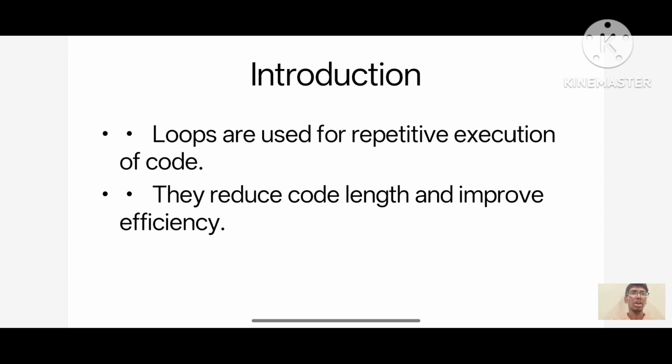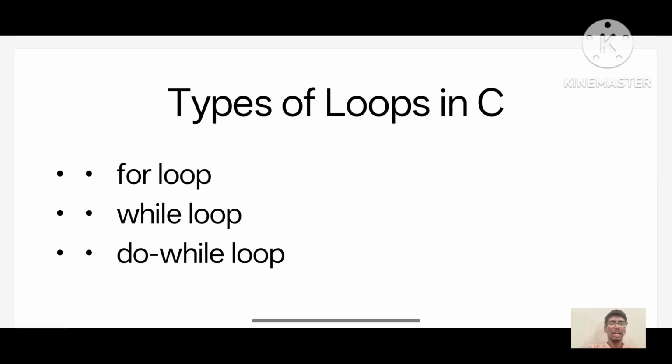Loops are used for repetitive execution of code. Loops reduce the code length and improve efficiency. There are mainly three types of loops: for loop, while loop, and do while loop. Let's look at each one in detail.